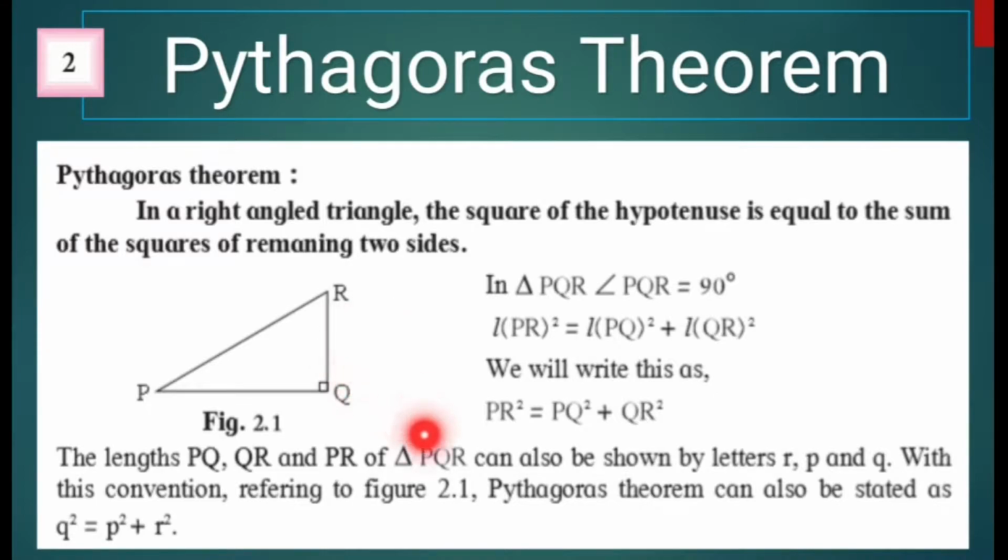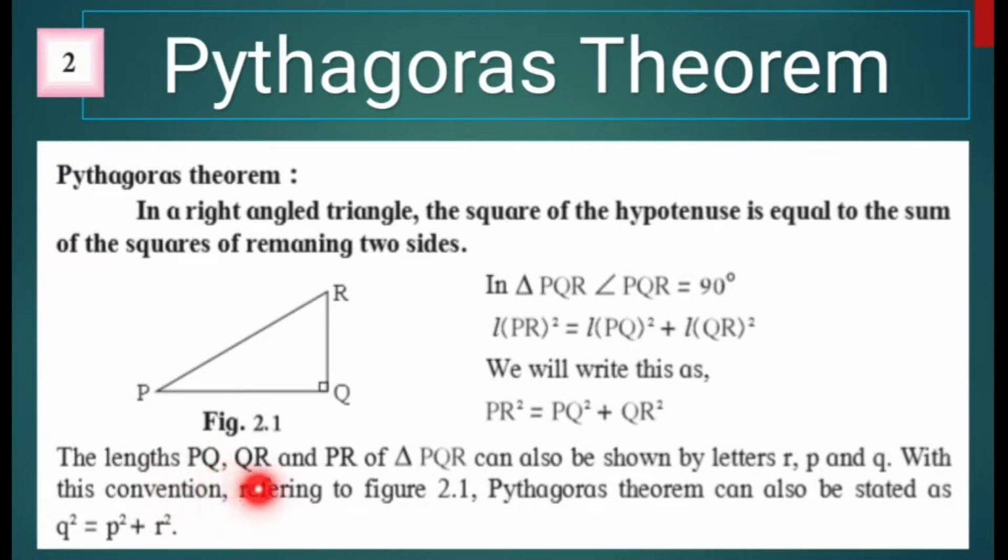So this is length of QR. We will write this as PR square equals PQ square plus QR square. So instead of writing length of PR square, length of PQ square, length of QR square, we directly write PR square equals PQ square plus QR square.